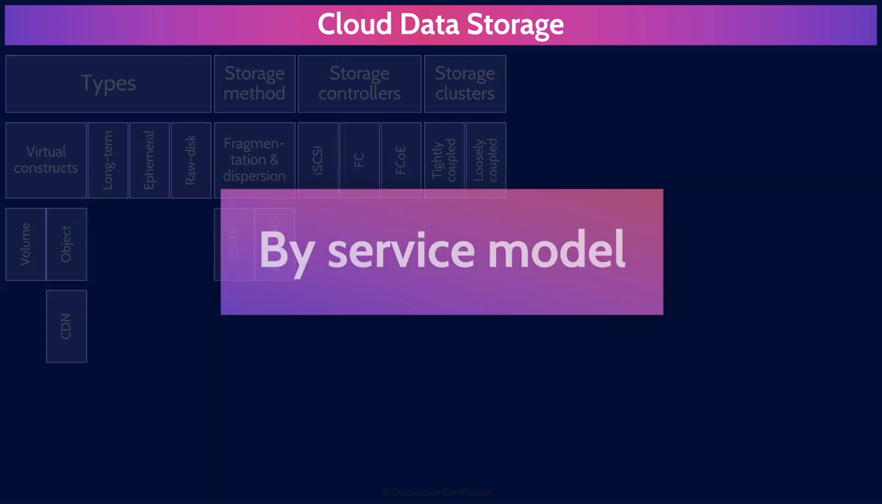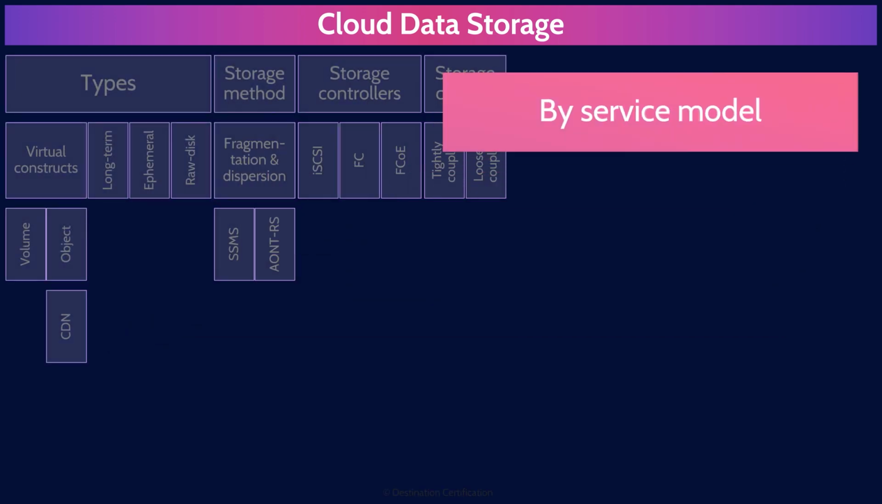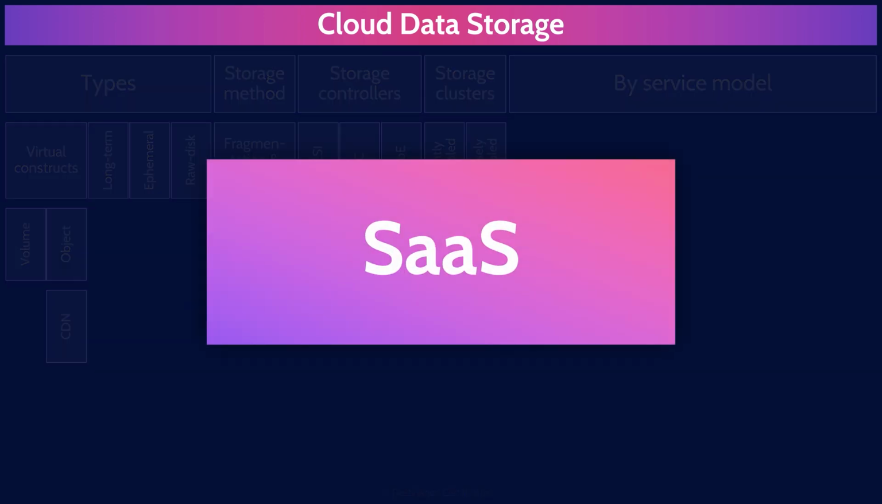Okay, now let's talk through which of these different storage options we have access to by service model. We'll start with software as a service. It's really simple. In software as a service, we have access to none of these storage options. SaaS means you are simply renting access to someone else's application.